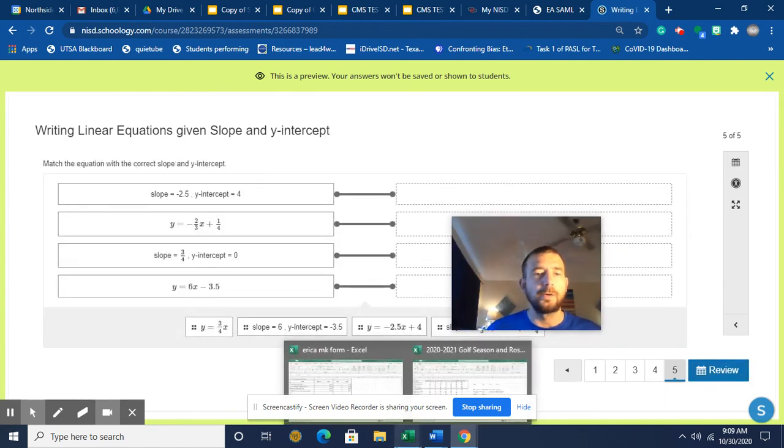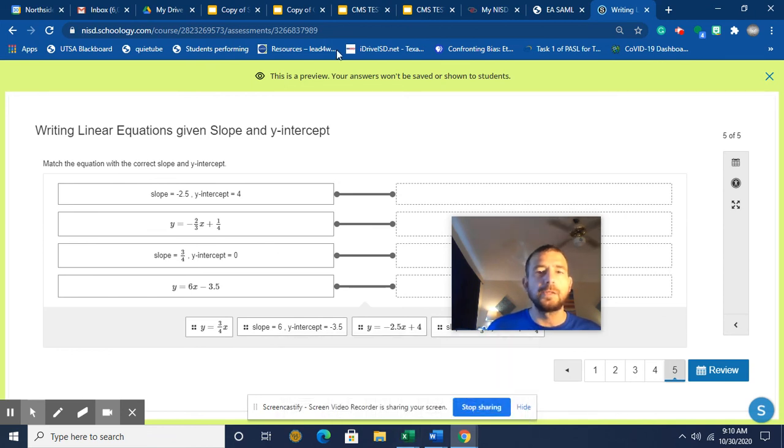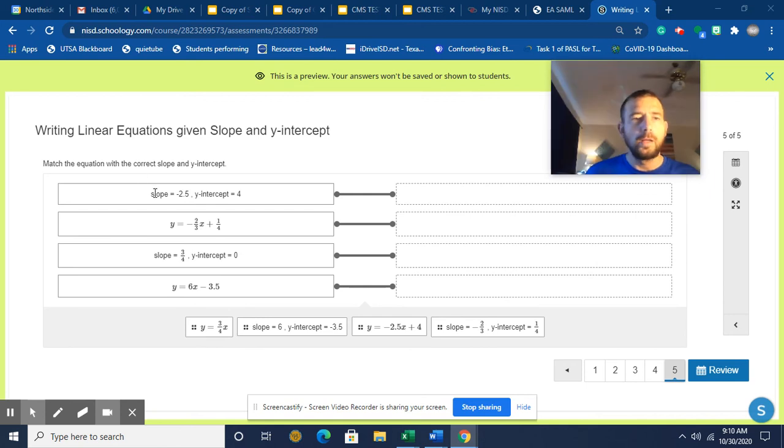And then the last one is another matching. So I want you to match these definitions and our representation. So I have a slope of -2.5 and a y-intercept of +4. Which one of these matches that? Here I've got this equation. Which one of them shows the slope and the y-intercept? Here I have slope and y-intercept, which is the equation. Here's an equation. Which one identifies slope and y-intercept? So working back and forth, right?